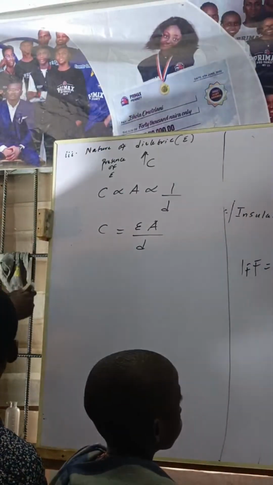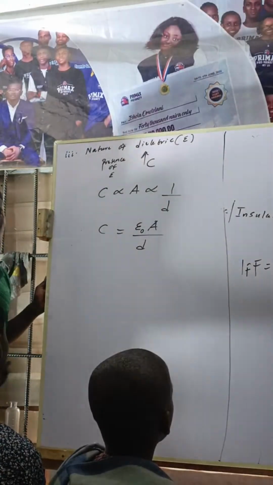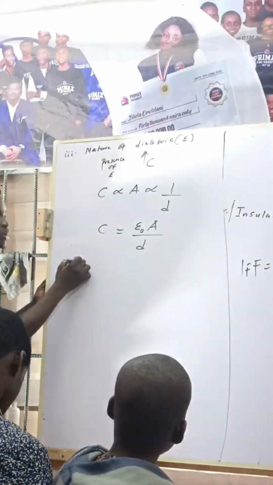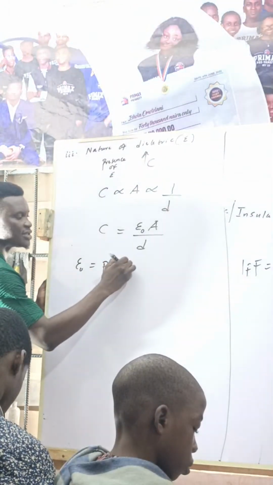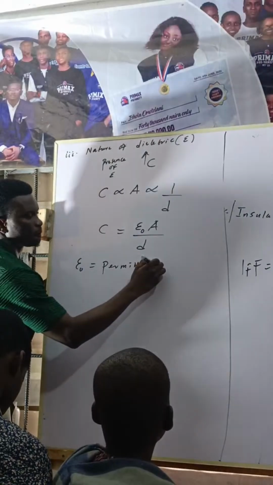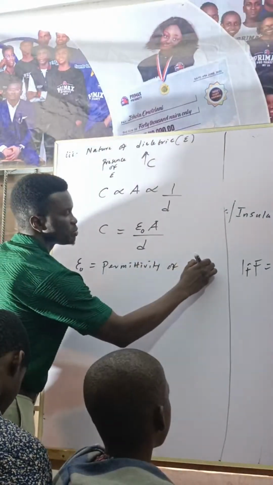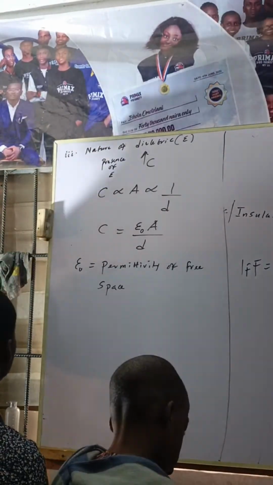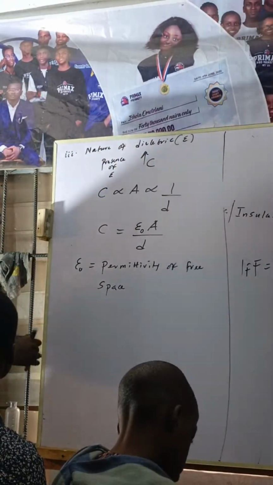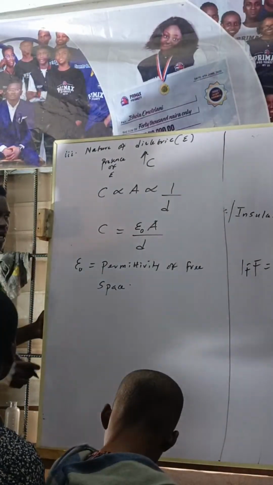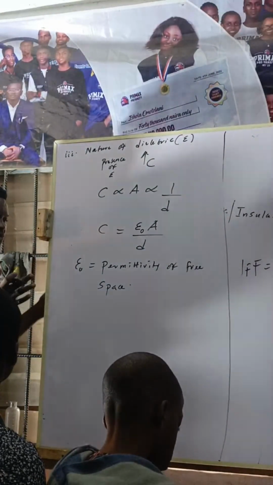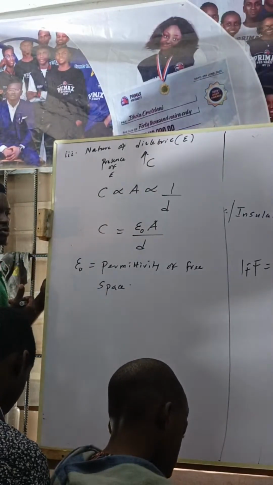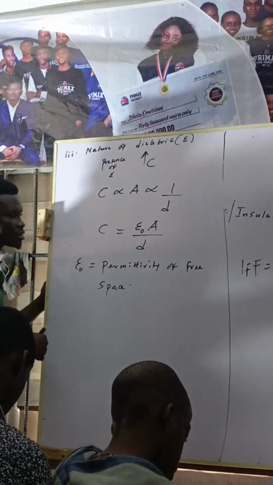So if this is E naught, that means nothing is between them. We call it free space. So E naught is called the permittivity of free space. Permittivity of what? Of free space. That's what E naught means. And I think that's 8 point something, 8.85 times 10 to the minus 12 or so. Those that can remember, I don't know if that's correct.